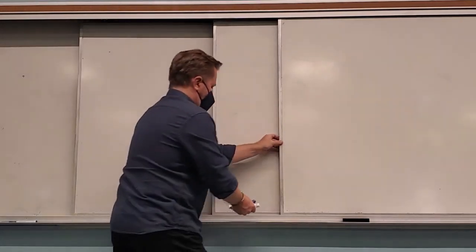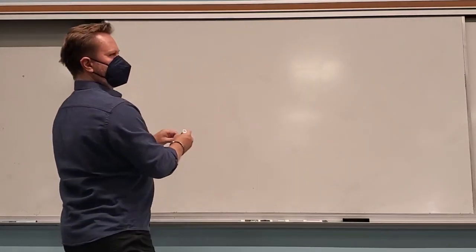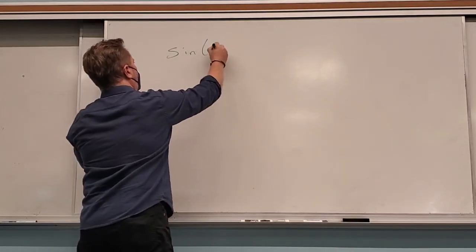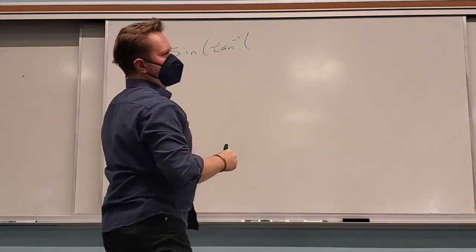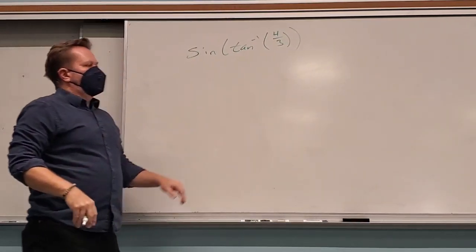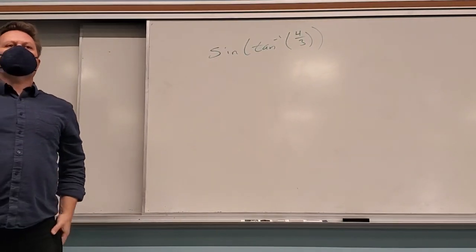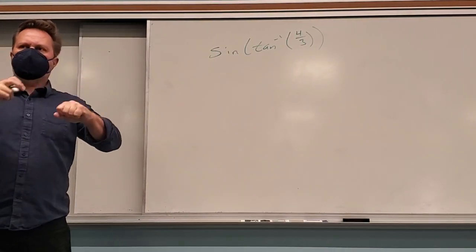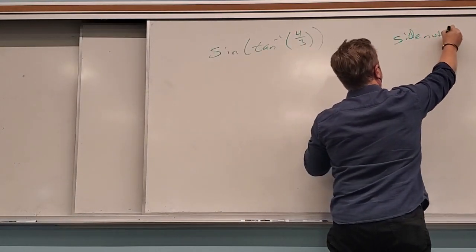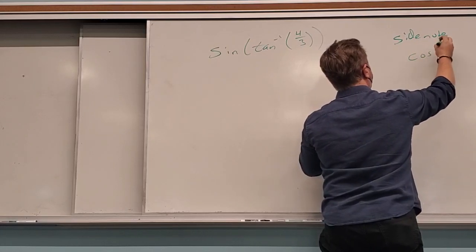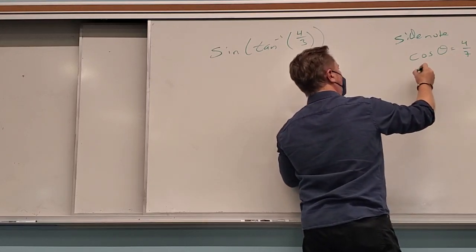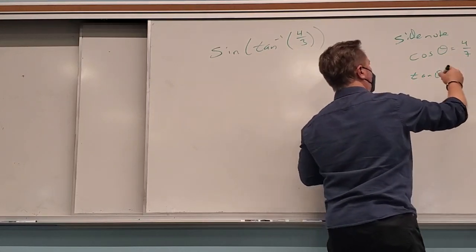Green stuff is good. So let's see, it says sine of inverse tangent of 4/3. Now, I desperately want you, real quick, little side note. If I told you that cosine of theta is 4/7, and I ask you what tangent theta is, right?